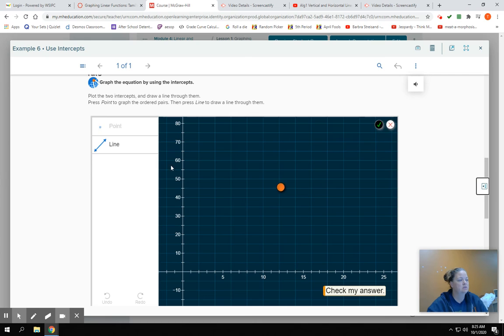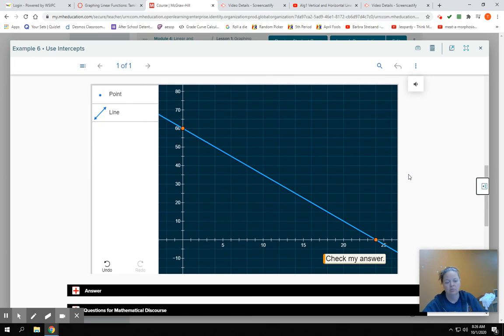So at 0 days, she has 60 cups of food. And after 24 days, she has 0 cups of food. So we can connect this using our intercepts, and we can see after 2 days, there's 55 cups of food. After 4 days, there's 50 cups of food. After 6 days, 45, and so on. So we can see how the food dwindles down as she feeds her dog.